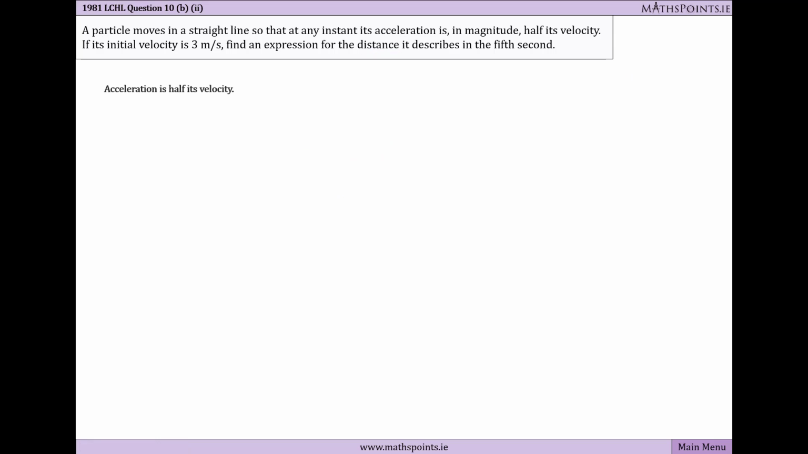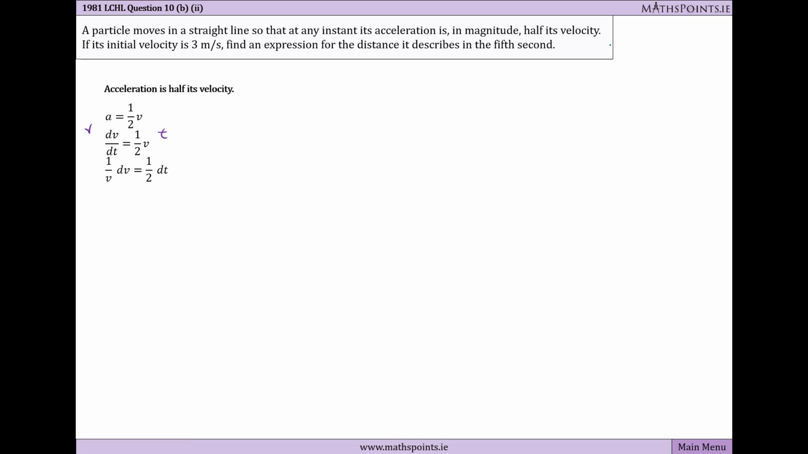So we're going to start with a is equal to a half v. We're going to change a into dv dt. We are going to collect the v's on the left and the t's on the right. If I divide both sides by v, on the left I get 1 over v dv, and on the right I get a half dt.